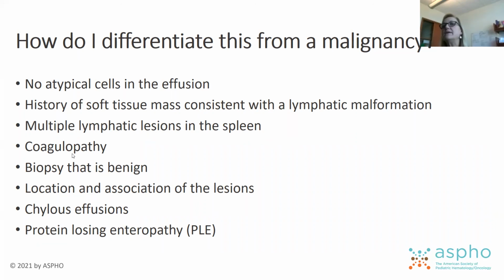When they have a coagulopathy, such as the KLA patients, when you do a biopsy, if there's any question at all, a biopsy has to be done, except you should not be doing rib biopsies, because a rib biopsy can cause a leak that doesn't get better. So you can biopsy other areas of the soft tissue, depending on the location of the lesions, whether the effusion is chylous, whether there's protein-losing enteropathy. So in general, these are some of the ways that you can help differentiate if this is a malignancy or not.